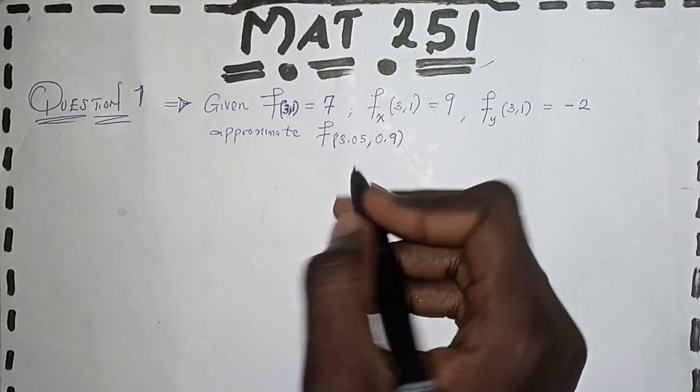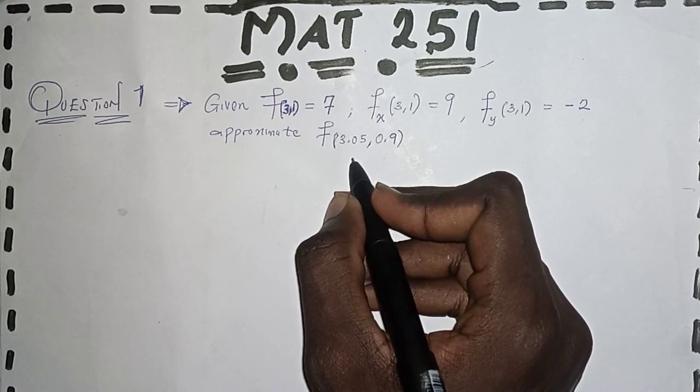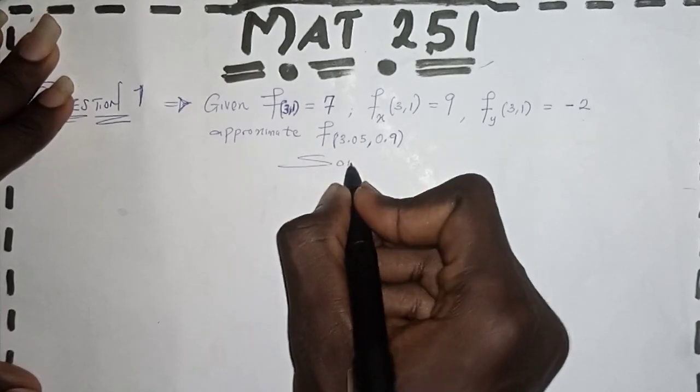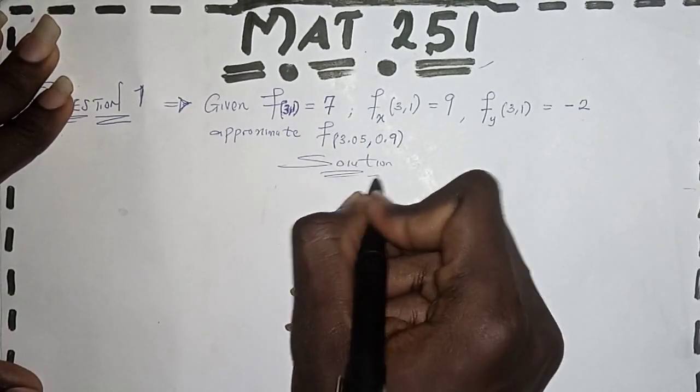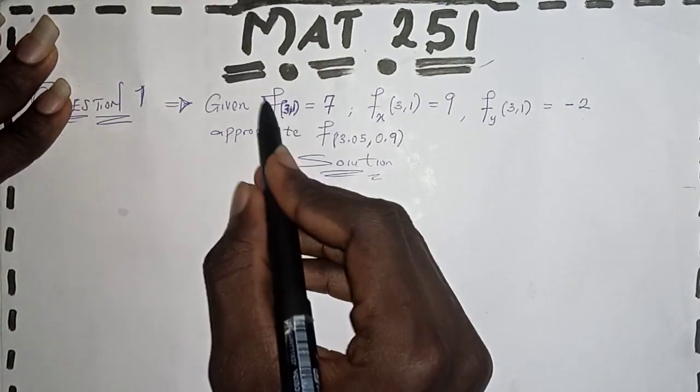To find an approximate answer to this, the first thing we have to take notice of. Let's start with the solution. So you have to take note of this. At first, you have a function.